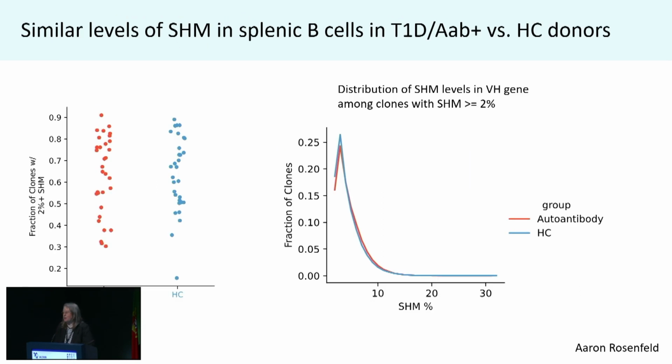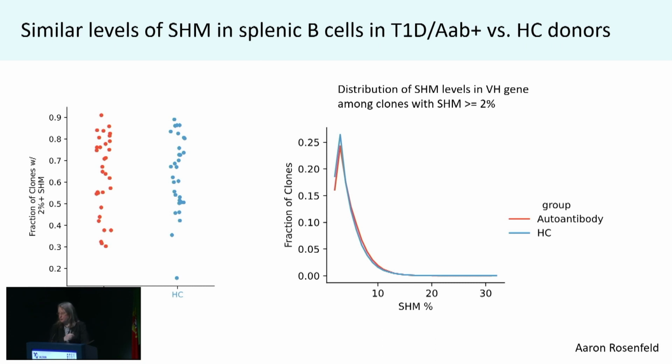So then we said, okay, what about somatic hypermutation? The spleen is a very nice compartment to look at somatic hypermutation because it generally has a much higher frequency of memory B cells. But you can see here again, if you look at just the proportion of clones that have a mutation frequency of 2% or higher in the V gene sequence, and each dot here is a donor. If you look at autoantibody positive, which includes the T1D donors, versus healthy controls, you do not see a significant difference.